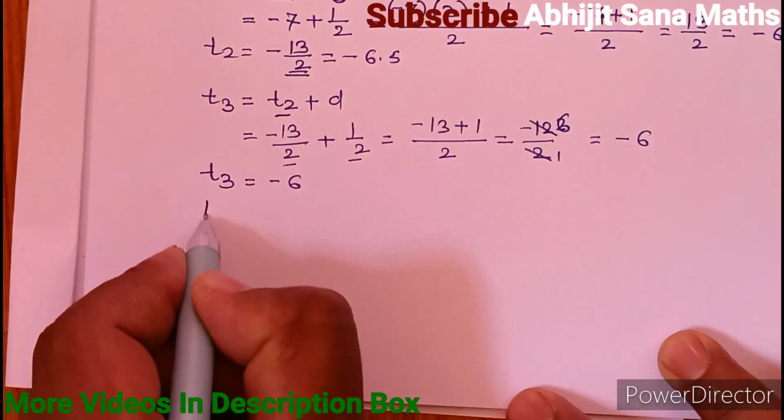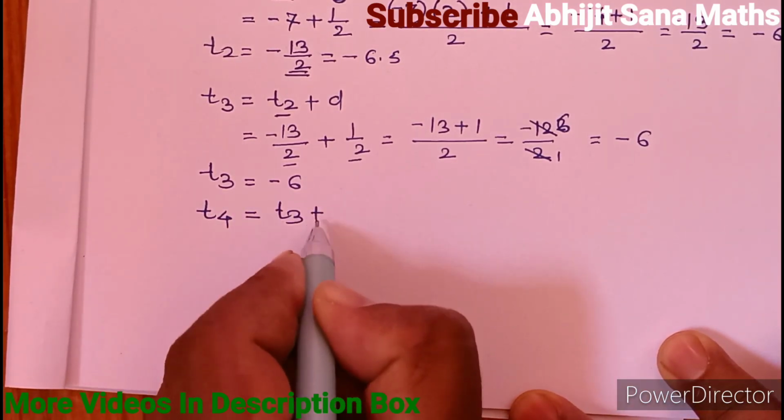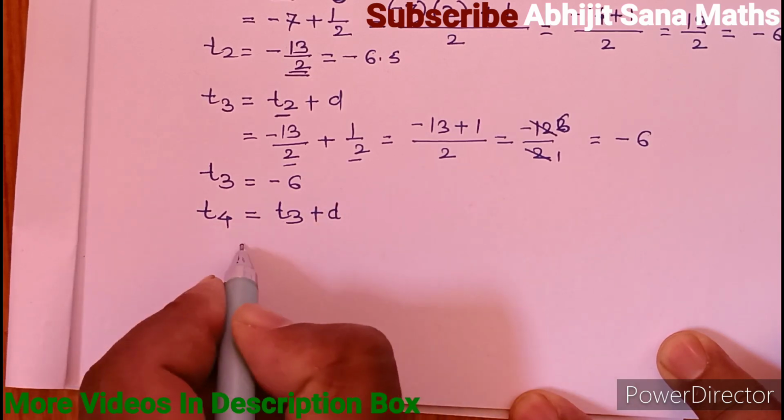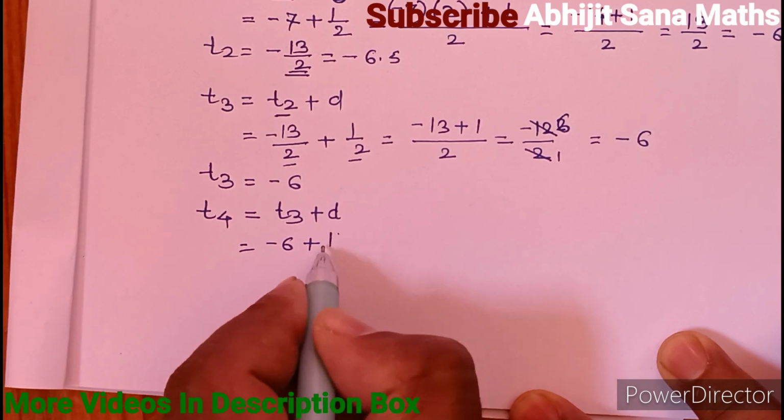Now we have to find the value of T4, that is T4 equals T3 plus D. The value of T3 is minus 6 plus the value of D, which is 1 by 2.